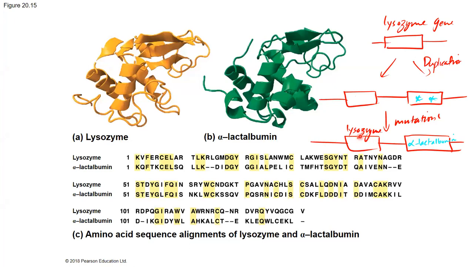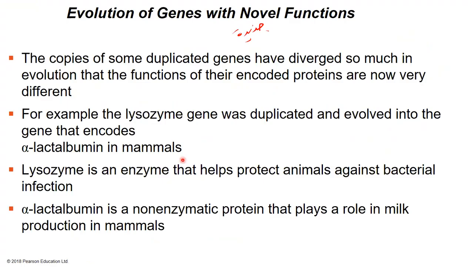The lysozyme gene encodes an enzyme called lysozyme. And this lysozyme is an enzyme that can protect animals against bacterial infection because it can degrade the cell wall of bacteria. Alpha-lactalbumin gene, it's a protein, but it's not an enzyme. Okay, and it is found in the milk of mammals, الثدييات. حليب الثديين. Okay.